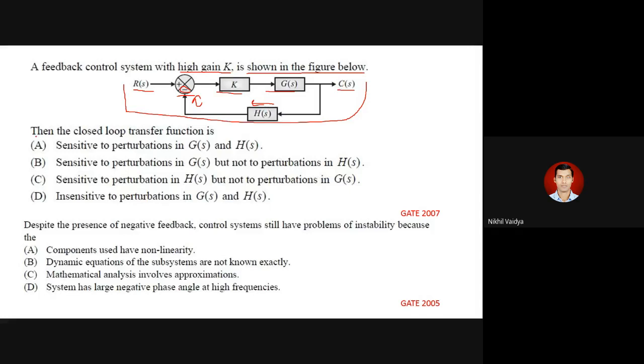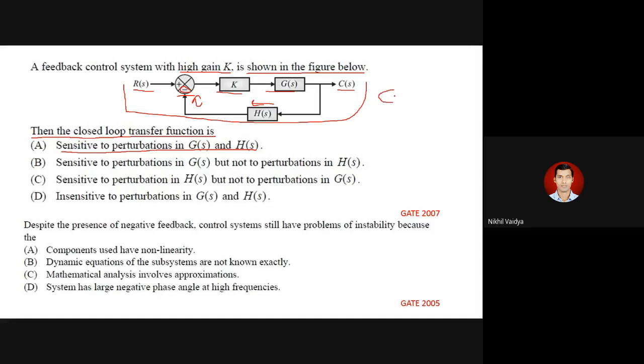Then the closed loop transfer function is. So here we have to choose one of the options, which option will be correct. Sensitive to perturbations in G of S and H of S. So the closed loop transfer function, what is CLTF? Closed loop transfer function.